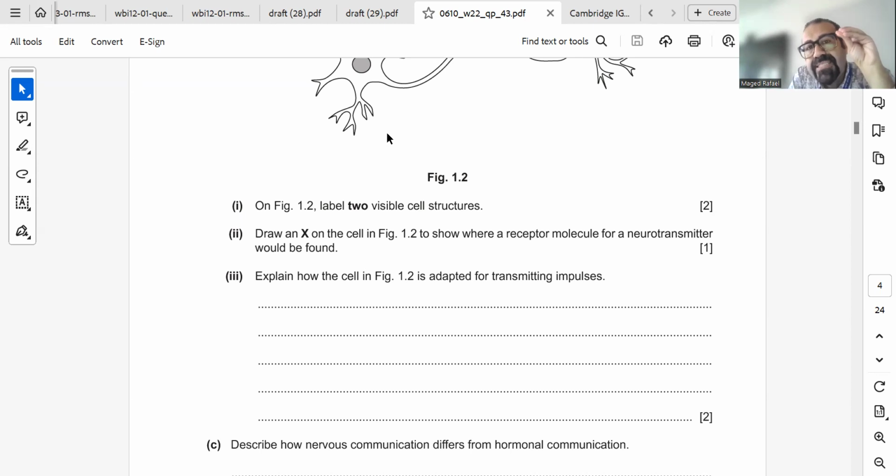What makes the cell specific to do this function? What structure can we mention here to make this cell adapted for transmitting impulses? Number one, I can see a lot of answers here.